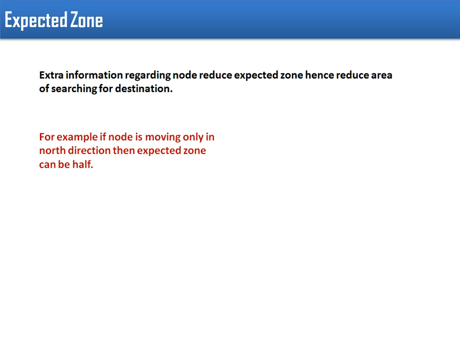So let's take an example. We are taking that the destination node is moving only in the north direction. So in that case, no need to consider the full circle. We can say the expected zone will be only a half circle, because it's already given that the node is not moving in the south direction. So the radius of this circle will be V multiplied by T1 minus T0. So this is the expected zone area where the destination node will be available.